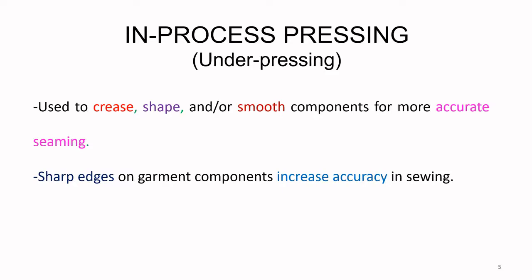Now the sharp edges on garment components, like the collar point, the pointed edge of the collar, in such cases which have very sharp edges, they need to be pressed in order to sew it accurately. Now finish pressing, which is called off pressing, is done after the garment has been completed, a garment has been completely stitched. In that case, we need pressing to add the final shape to the seams and to the garments.